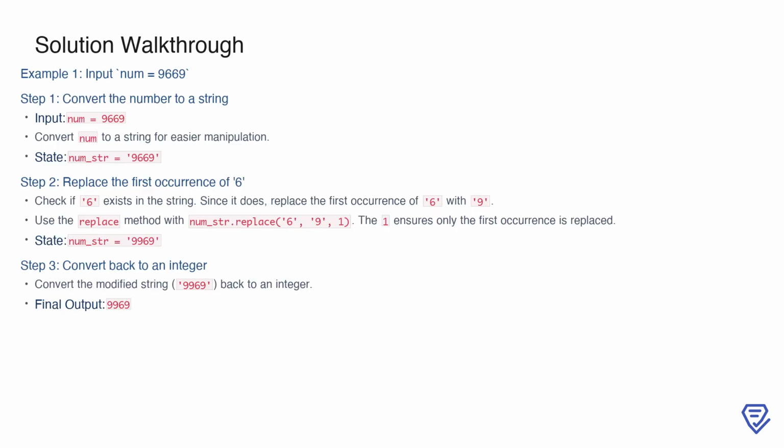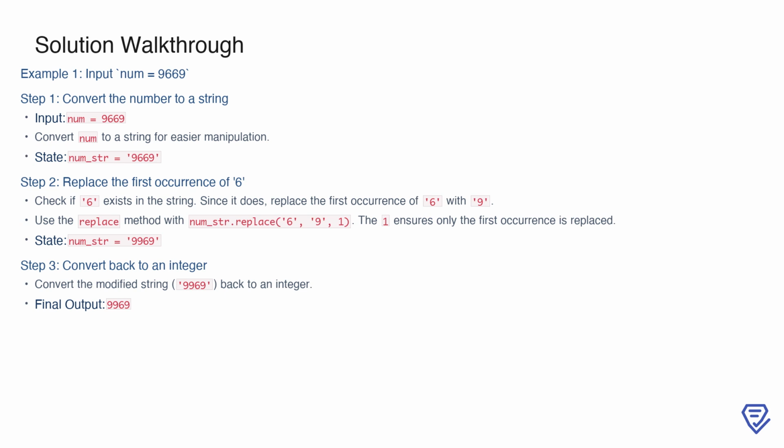To solve the problem, we start with the input number 9669. The first step is to convert this number into a string. This conversion allows us to easily manipulate individual digits, which would be more challenging if we kept the number as an integer. After converting, the state of our string becomes 9669.